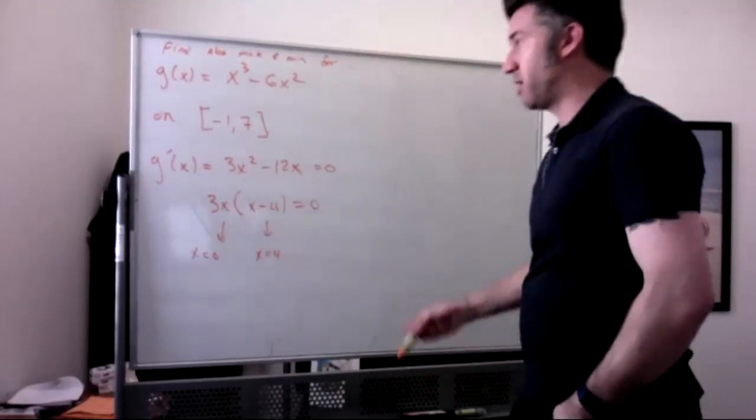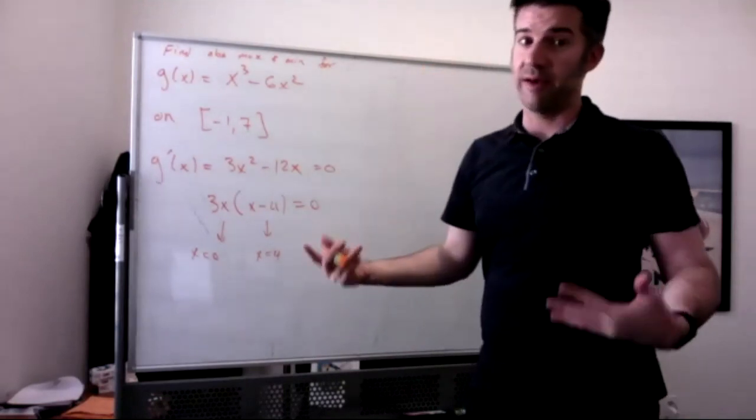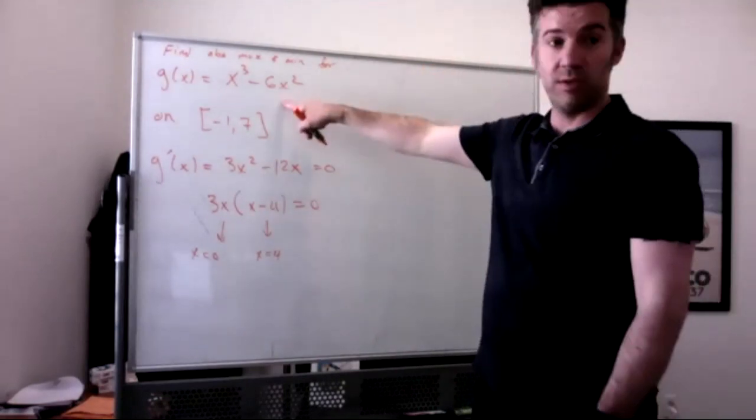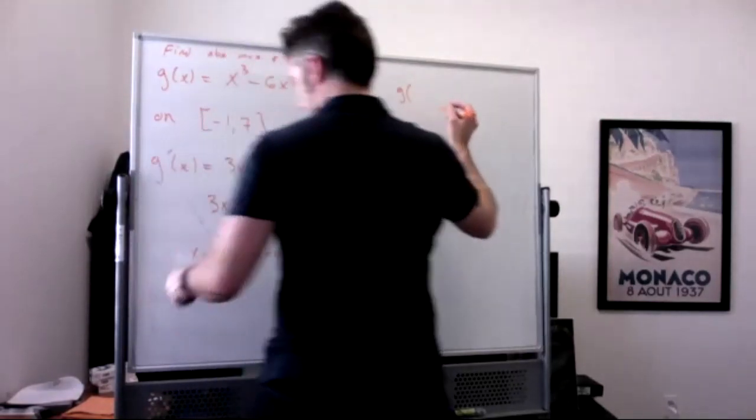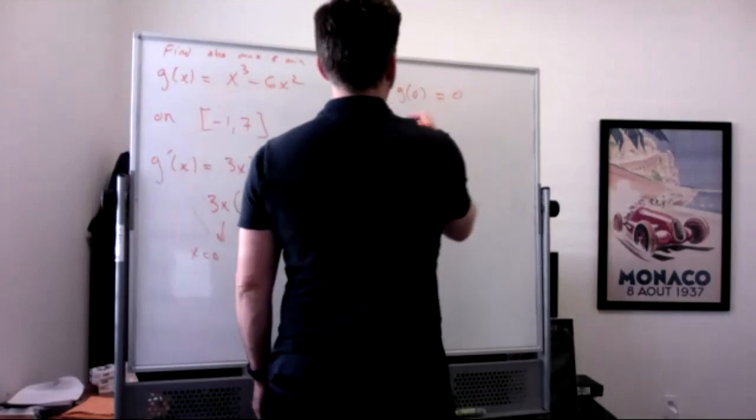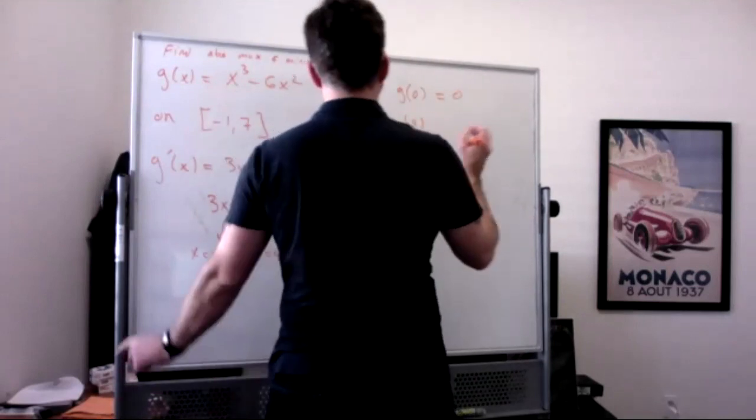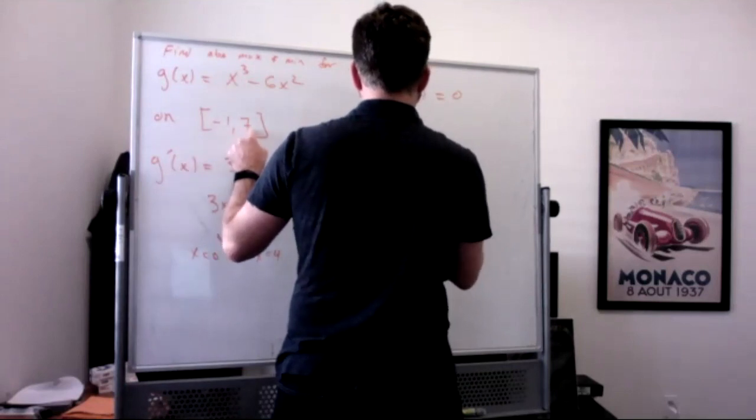So then I'm just going to take all my critical values and my endpoints and plug them into the original function. So I'm going to find g of 0, which is easy. G of 0 is 0. I'm going to find g of 4, which I'll talk about in a second. Also going to find g of -1 and g of 7.